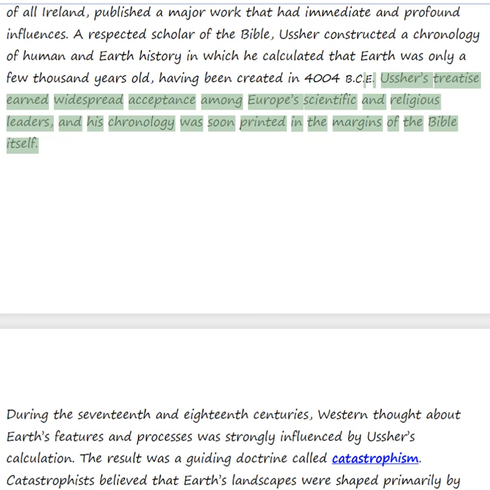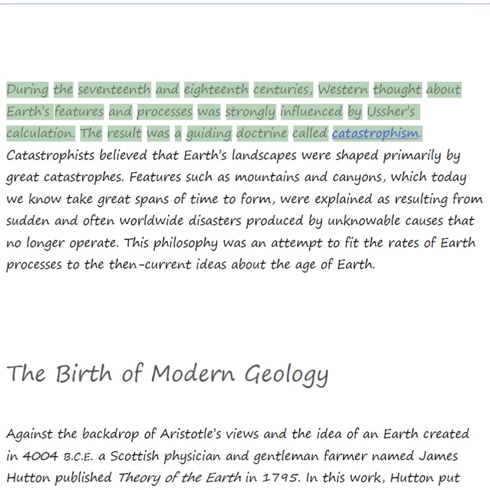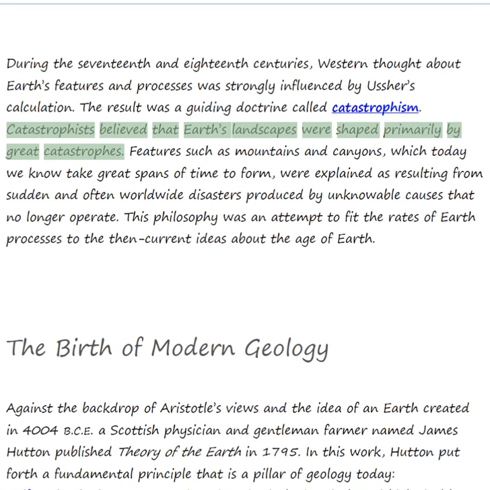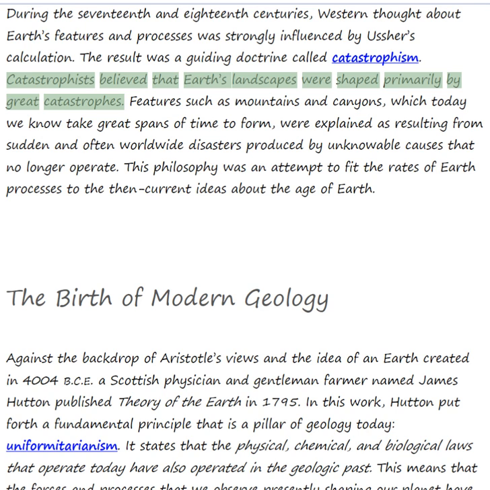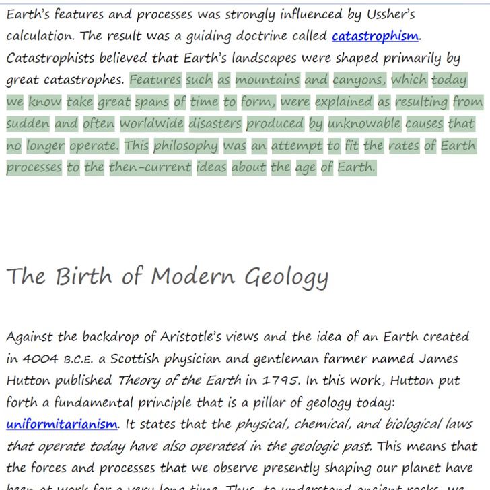of the Bible itself. During the 17th and 18th centuries, Western thought about Earth's features and processes was strongly influenced by Ussher's calculation. The result was a guiding doctrine called catastrophism. Catastrophists believed that Earth's landscapes were shaped primarily by great catastrophes. Features such as mountains and canyons, which today we know take great spans of time to form, were explained as resulting from sudden and often worldwide disasters produced by unknowable causes that no longer operate.